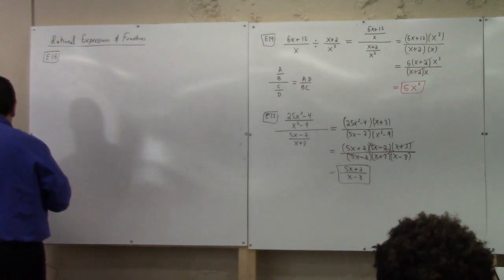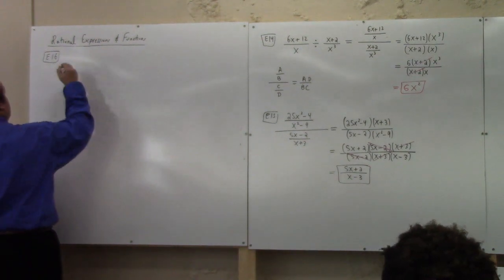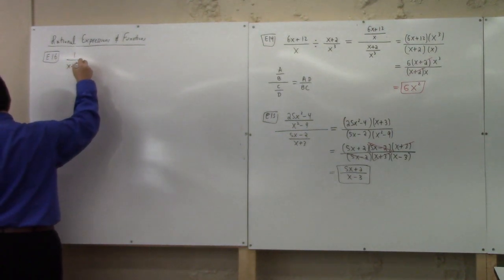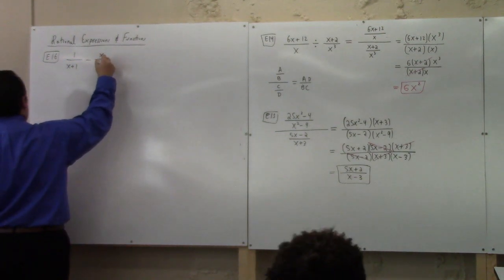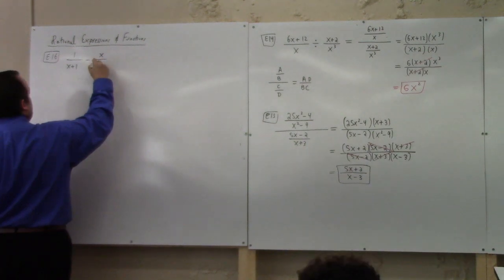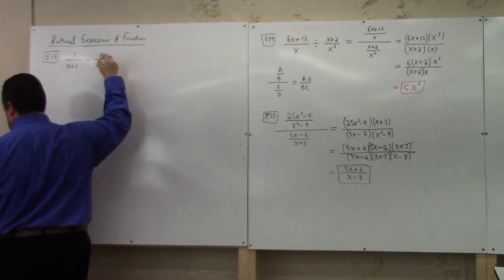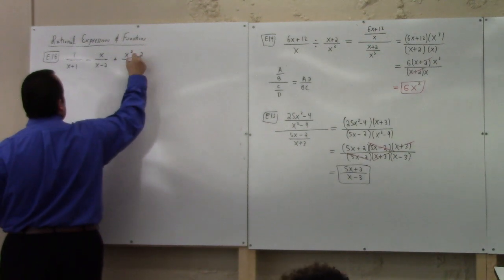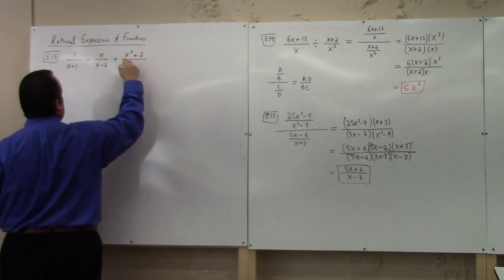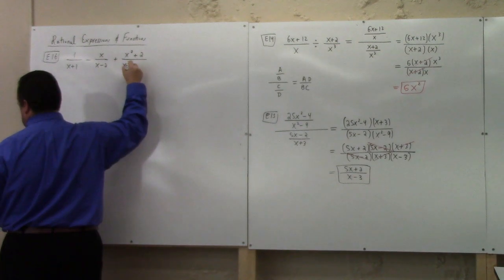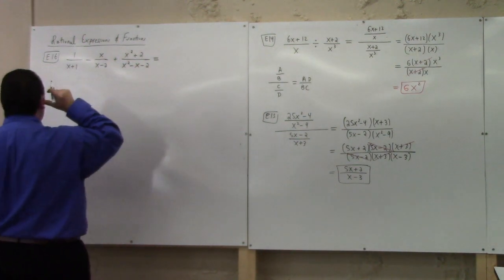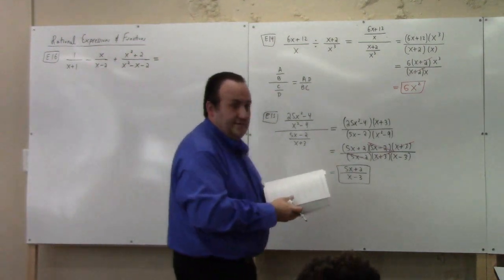Example 16, we could do something like this. 1 over x plus 1 minus x over x minus 2 plus x squared plus 2 over x squared minus x minus 2. So we're supposed to add these and simplify.